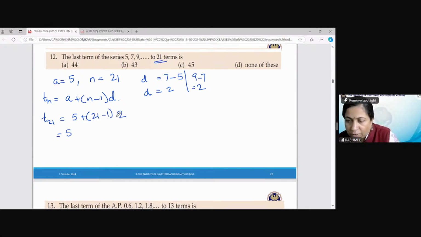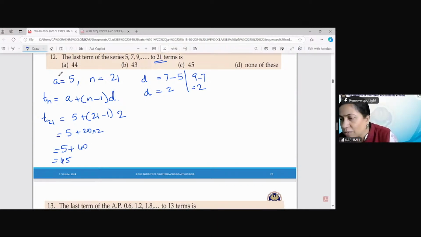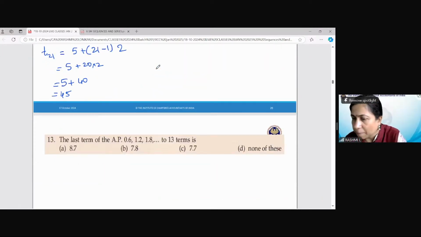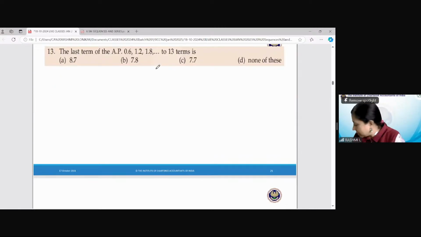So I will first solve the bracket. This is 5 plus 20 into 2. BODMAS we will apply every time. This is equal to 40. 40 plus 5, answer is 45. Okay, so C will be the answer. Okay. Now let us go to the next sum. The last term, yes, Pavan, 45 is correct.